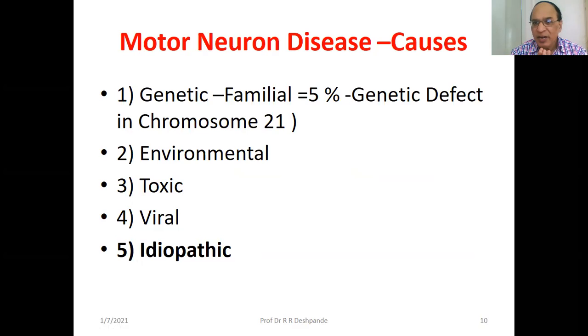Causes: generally genetic causes are only 5%. Familial tendency may be there. Chromosomal defect 21. Some environmental factors: air pollution, sound pollution, autoimmune problems, toxins, some viral or bacterial infection of the meninges. Idiopathic is the most common cause. Up till now, scientists cannot find the exact cause of motor neuron disease.